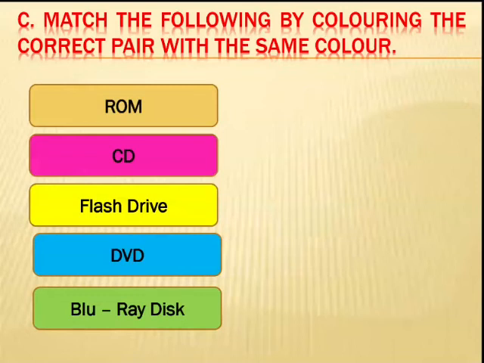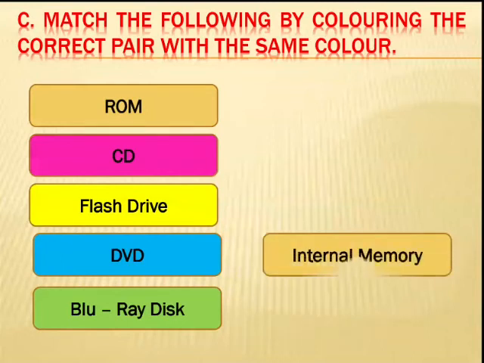The first one is ROM. For ROM, what are you thinking? What will be the right match? Will plug and play device match to ROM? No. Will 50 GB match to ROM? No, not at all. Then 4.7 in diameter, ROM? No. What is ROM? Yes, ROM is a part of internal memory. So ROM will absolutely match with internal memory. So the shape given in internal memory, you need to color with the same color as ROM.